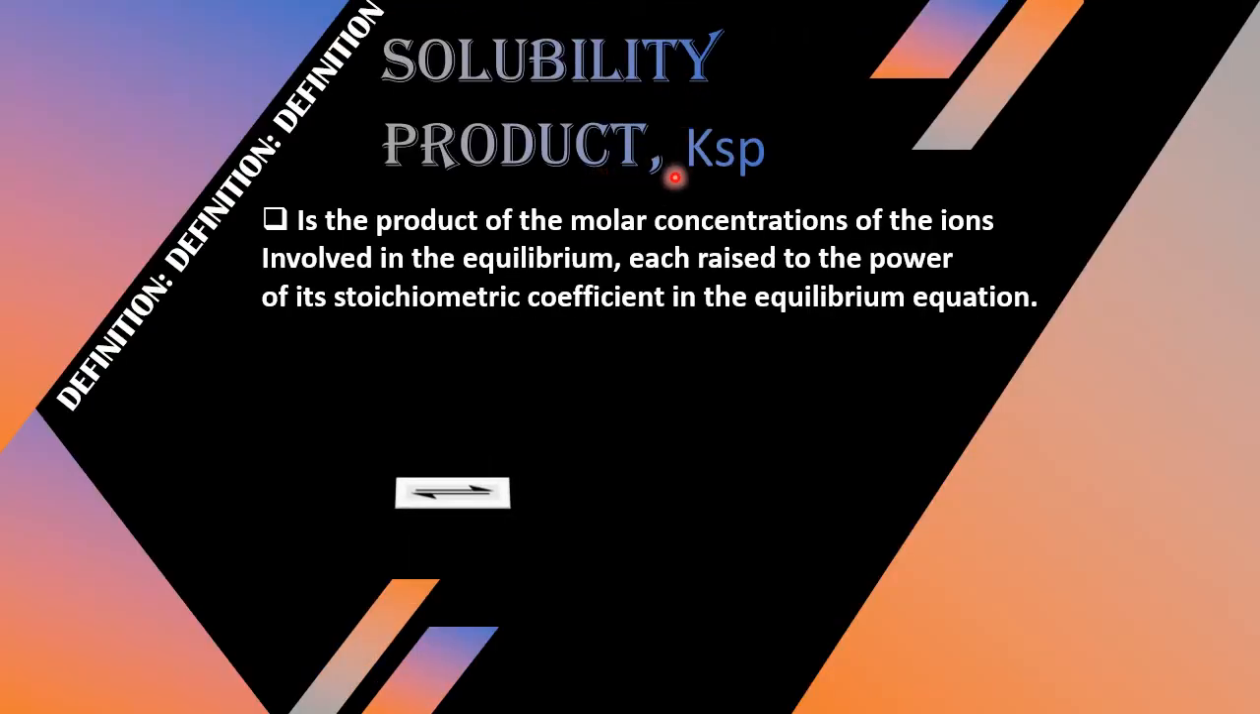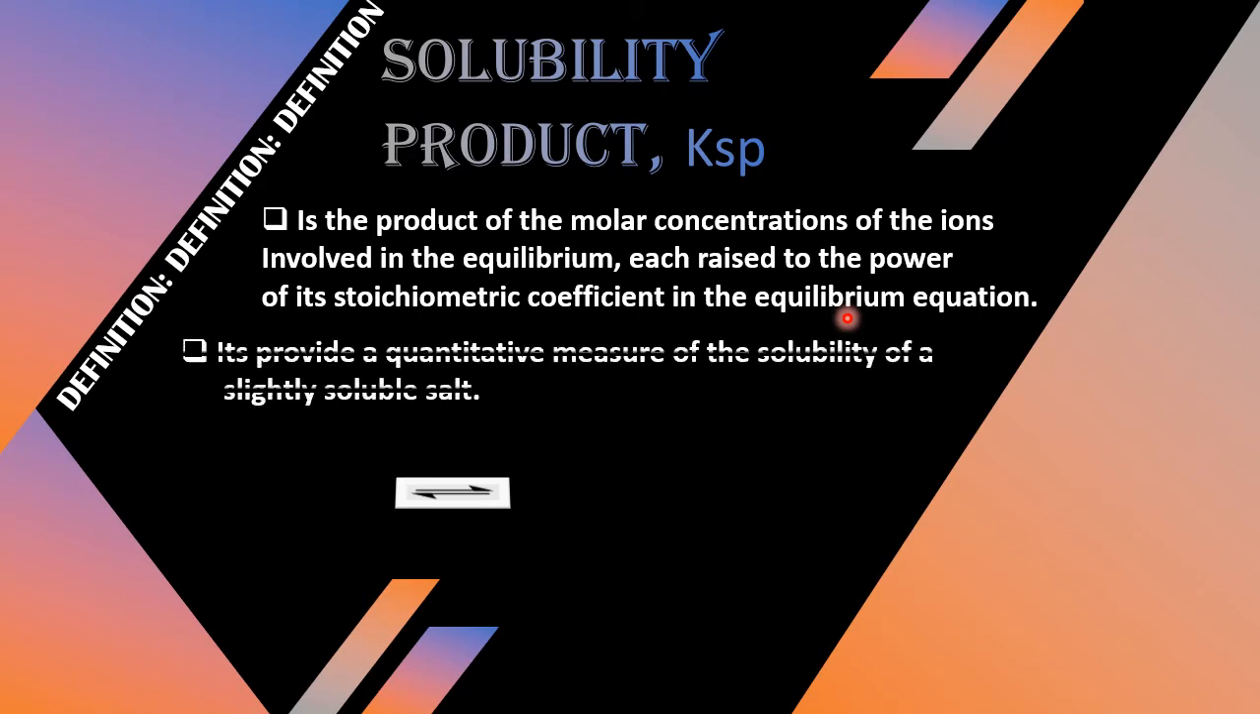Okay, next. Solubility product, Ksp, is the product of the molar concentrations of the ions involved in the equilibrium, each raised to the power of its stoichiometric coefficient in the equilibrium equation. Ksp, actually the concept is still like Kc, Kp, Ka, Kb. Ignore solid and liquid. So it provides a quantitative measure of the solubility of a slightly soluble salt, only for slightly soluble salt. That's why the equilibrium is still reversible.